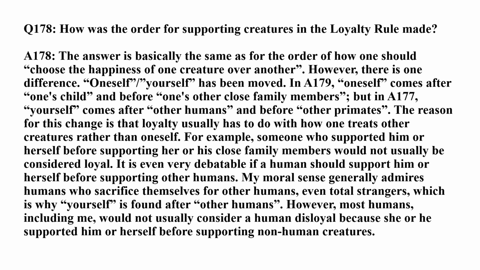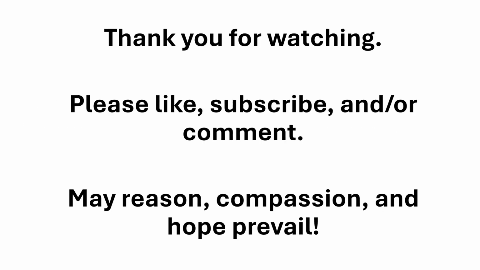My moral sense generally admires humans who sacrifice themselves for other humans, even total strangers, which is why yourself is found after other humans. However, most humans, including me, would not usually consider a human disloyal because she or he supported him or herself before supporting non-human creatures.